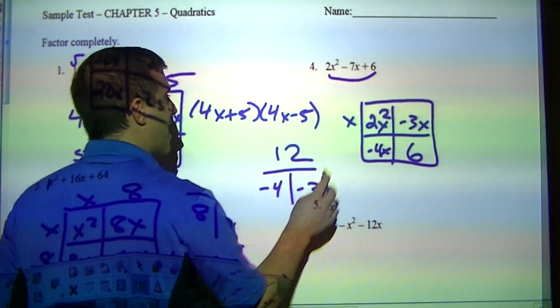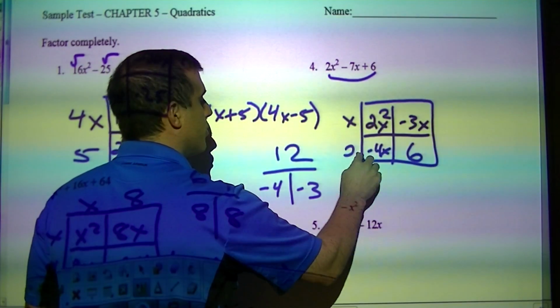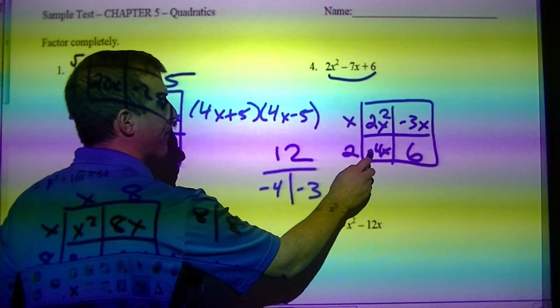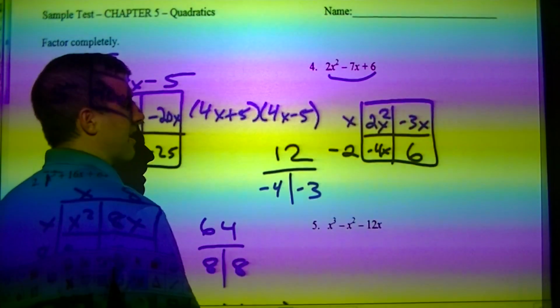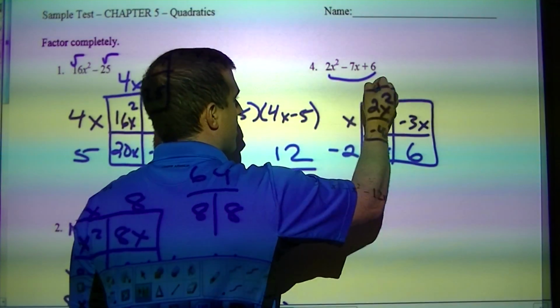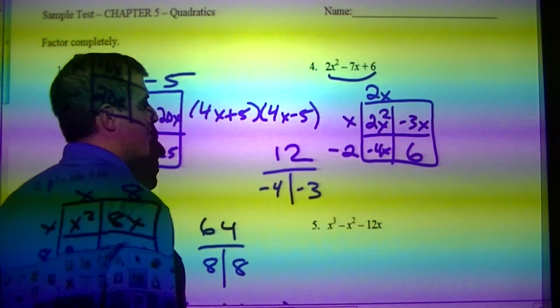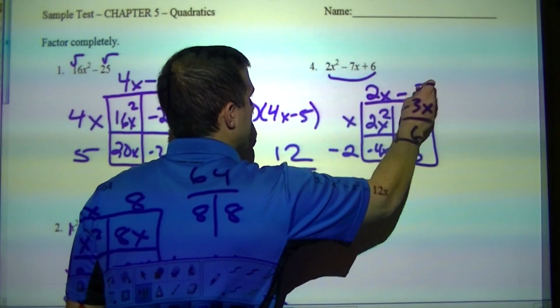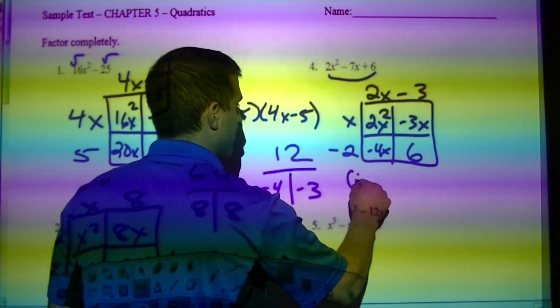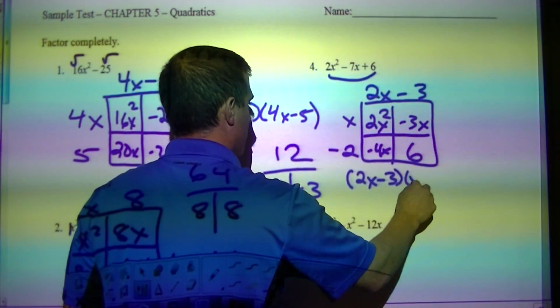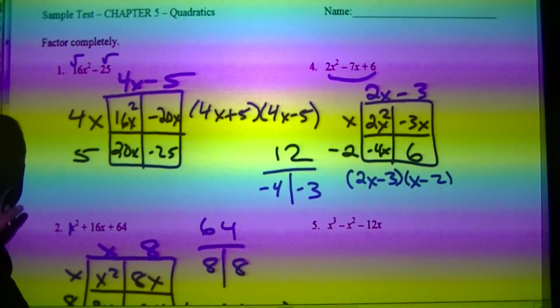Looking this way, I only have x. Looking this way, I have 2 with no variable. Since the first box I come to is negative, that's going to be negative. If I look down, I've got 2 and I've got x. If I look down this way, I've got negative 3, no variable. So I've got 2x minus 3, x minus 2. Those are the factors of that.